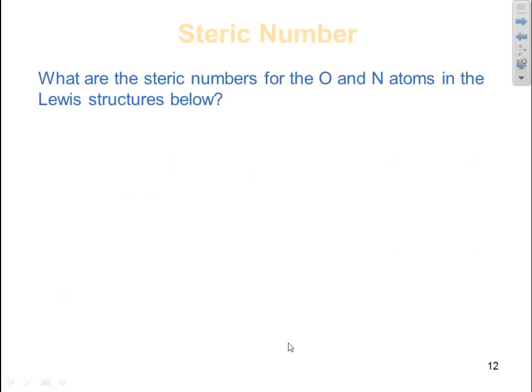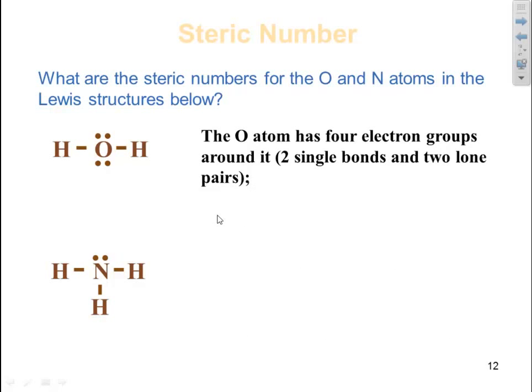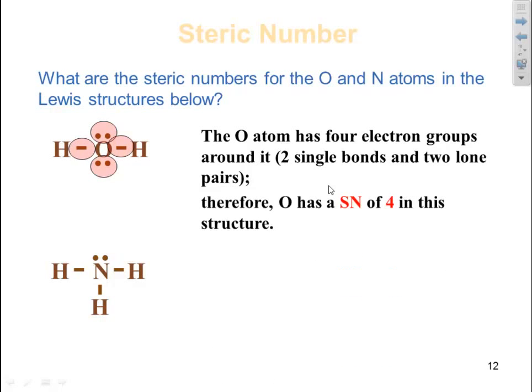What are the steric numbers for the oxygen and nitrogen atoms in the Lewis structures below? Well, looking at this one, around oxygen we have one region, another region, that's 2, and I have one above and one below with the lone pairs. So this has 4 regions. The oxygen atom has 4 electron groups around it, 2 single bonds and 2 lone pairs. Since it has 4 regions, the steric number for this is 4.